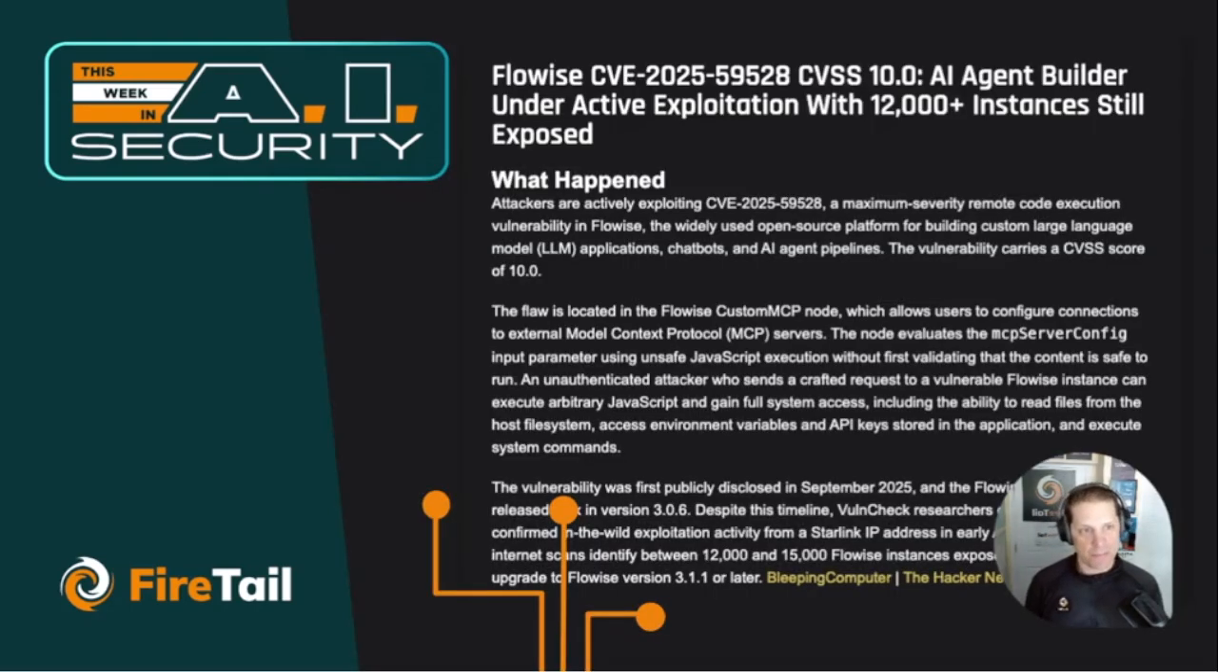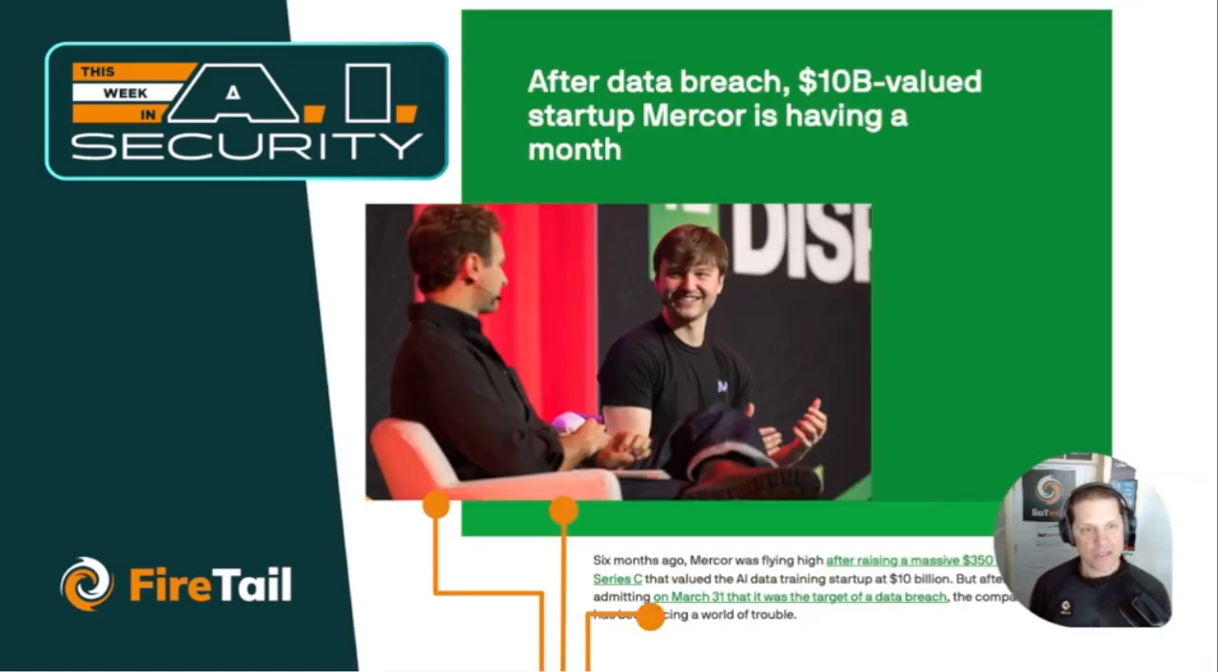A couple of follow-ups to last week's stories around Flowise and Mercor. First, on the Flowise confirmed CVE, the statistics around active exploitation are becoming clearer. It looks like there are now more than 12,000 instances still exposed, still vulnerable, that have not been patched. That talks to a problem we're going to discuss in a few minutes around vulnerability management, patching, et cetera.